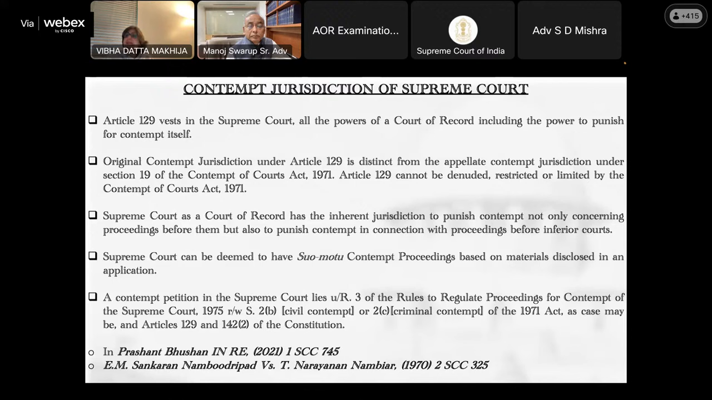So kindly analyze that a little minutely and see how the contempt jurisdiction is an original jurisdiction of the Supreme Court, and how it is distinct from the appellate powers under the Contempt of Courts Act. Okay. And then we have given some case law for you to go through, which will explain to you the scope and extent of the contempt power of the Supreme Court. And you can also see the last bullet with regard to the procedure of moving to the Supreme Court under the contempt jurisdiction. Let's move on to the next slide.